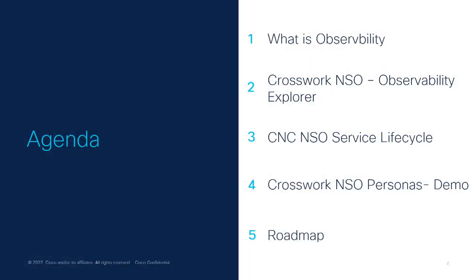Before we deep dive into the session, this is the agenda for the presentation. We look at what is observability, the Crosswork NSO Observability Explorer, and the CNC NSO service lifecycle, what goes on within NSO in various states and transactions when a service is deployed. I plan to show a demo on the two personas for the observability tool using Crosswork, and a snippet into the roadmap of what can be expected in the upcoming releases.